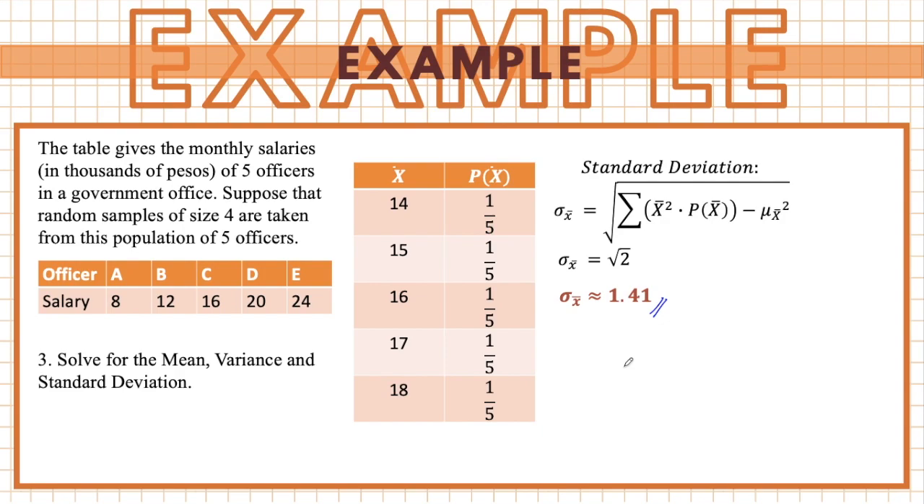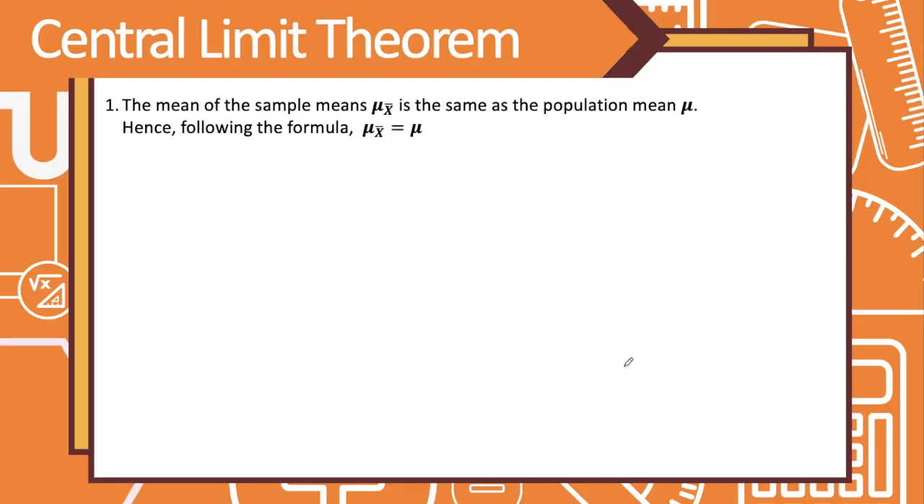Okay. Next, we will be identifying the properties of the central limit theorem, and we will be solving for the mean, variance, and standard deviation using the central limit theorem. So first, let's talk about the first property. The mean of the sample means is the same as the population mean. Hence, the following formula: mean of the sample mean is equal to the population mean.